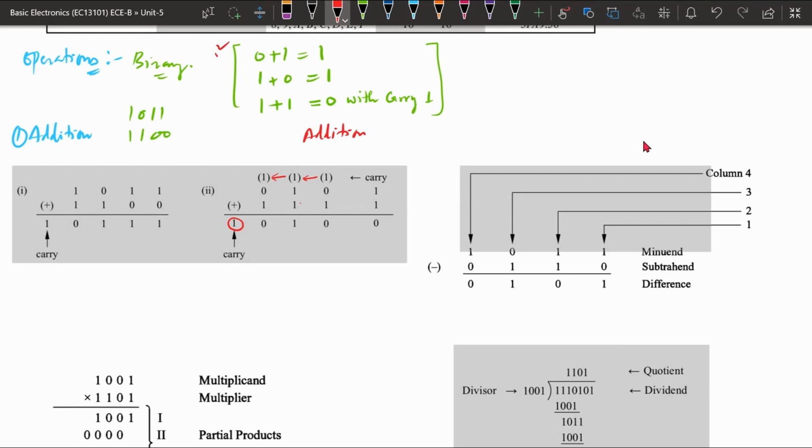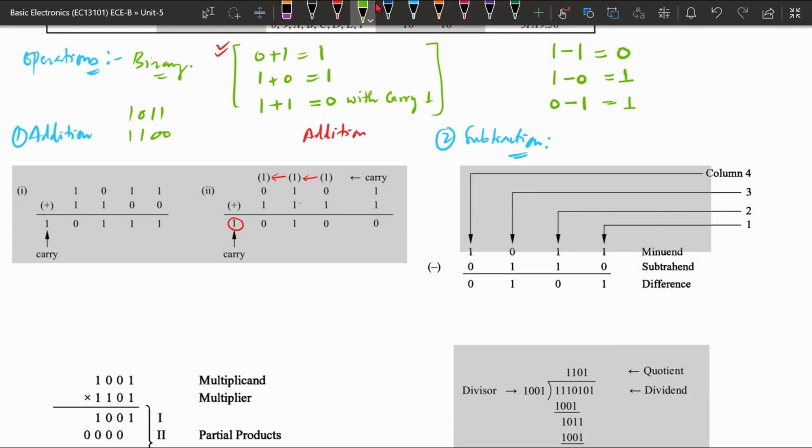So this is something you can remember. And similarly for subtraction, if we subtract 1 minus 1, the result will be 0. If we subtract 1 minus 0, that will be 1. But if we are subtracting 0 minus 1, that means we are subtracting 1 from 0. In that case, the result will be 1, with a borrow, as we will call it here.